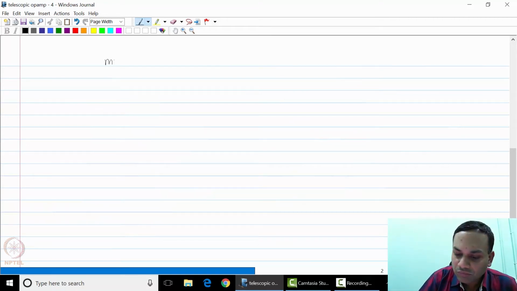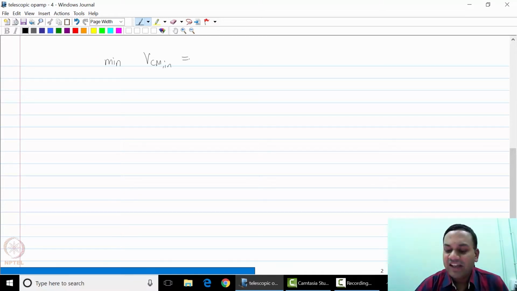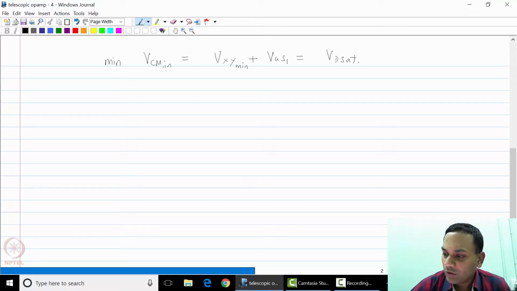Therefore, minimum VCM in is reached when the transistor M0 is just at the edge of the triode region. At that point, the voltage at XY is VD sat 0, and so this is nothing but VD sat 0 plus VGS1. Just remember, VD sat 0 is calculated at a current 2I0, VGS1 is calculated at a current of I0.